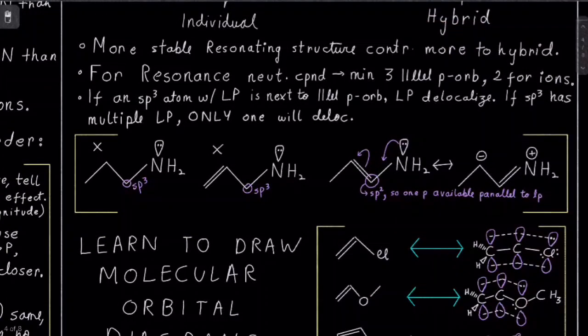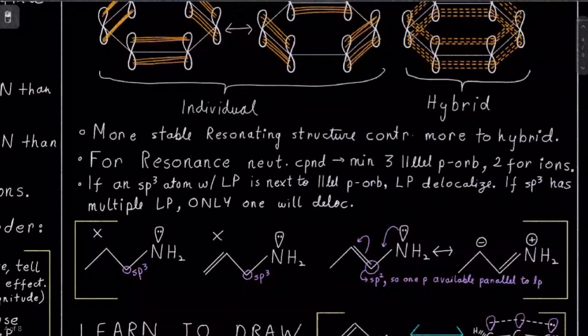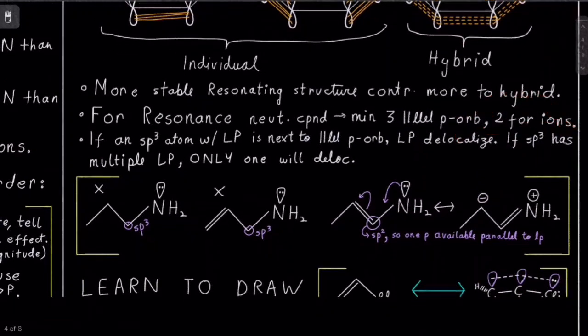This is a necessary condition for resonance. A neutral compound must have a minimum of 3 parallel p orbitals. These are parallel p orbitals. And an ion must have a minimum of 2 parallel p orbitals.